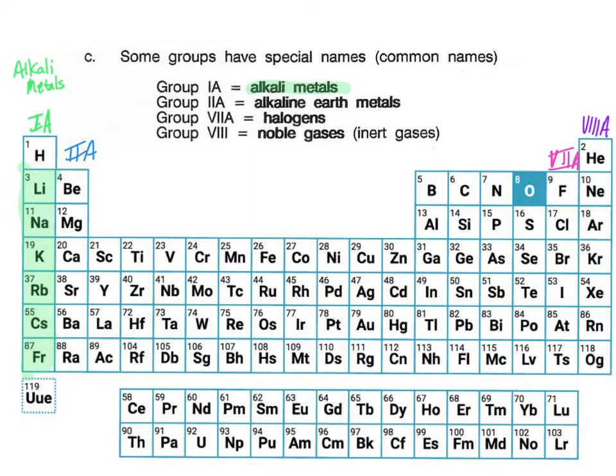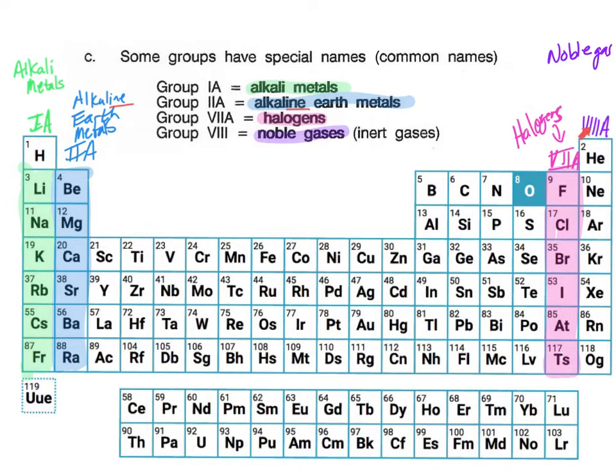Group 2A have the common name alkaline, notice there's an I-N-E at the end, alkaline earth metals, and the whole name needs to have all 3 parts to it. And then we go all the way over to group 7A, and we have the halogens, and the very last group is called the noble gases. They are also sometimes called the inert gases.